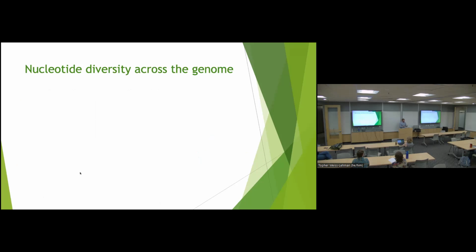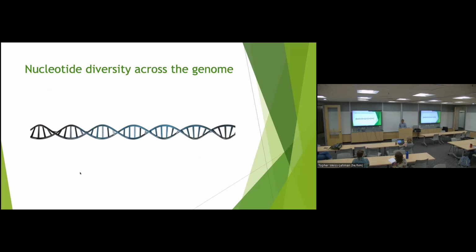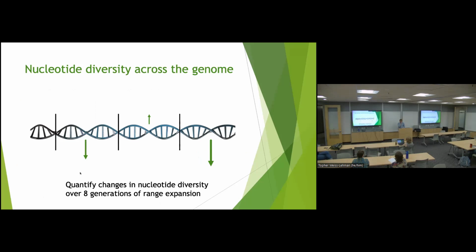But to look for a signature of gene surfing, what we did here is we looked at nucleotide diversity across the genome as a first pass. Specifically, if we think about these genomes as linear chromosomes, we can split them into fixed windows and calculate nucleotide diversity in each one. Because of the structure of the data, we have the founding populations and the generation 8 populations, so we can directly look for changes in nucleotide diversity and quantify those changes over the 8 generations of range expansion.